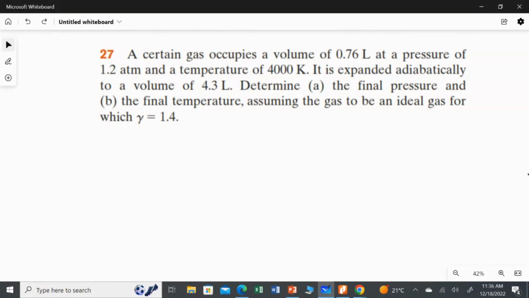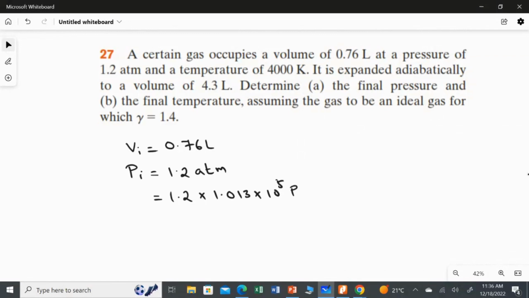So what is the information given here? The initial volume is 0.76 liter. And the initial pressure, Pi, they mention as 1.2 atm. If you want to convert it to Pascal, you simply have to multiply this 1.2 with 1.013 times 10 power 5 Pascal. Clear? So when you multiply 1.013 times 10 power 5 with this 1.2, you will get the answer in terms of Pascal. So let's see what the answer is.